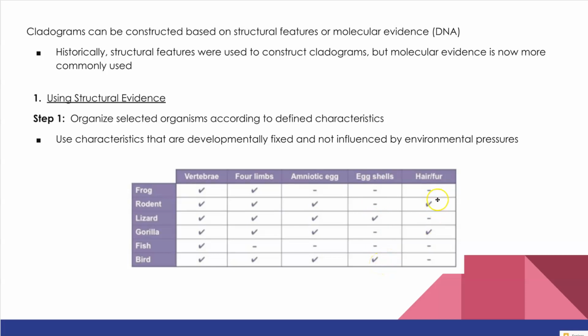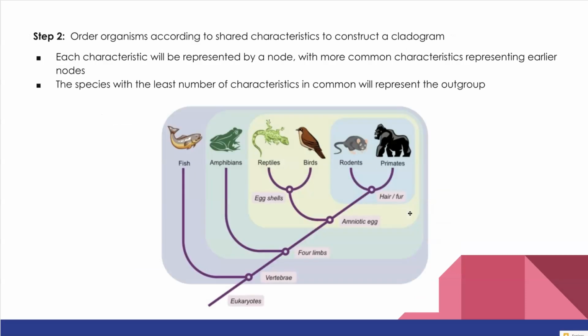Hair and fur. There's only 2 guys in that category. We got the rodent and the gorilla. Okay? So once you have the data, it becomes a little bit easier to arrange the organisms on the actual cladogram. Okay? So let's look at the next slide where the cladogram is actually drawn.